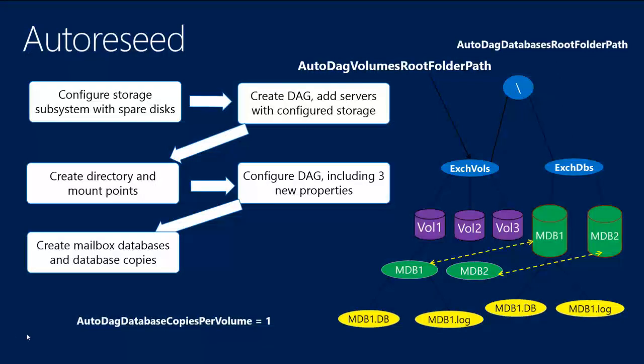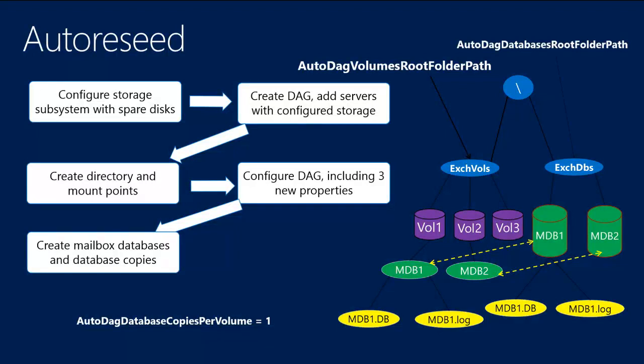The last property is this AutoDAG database copies per volume. And that is where you tell auto-reseed how many database copies are on that volume. So in my example, when I was using 4 databases per volume, I would have to set that property to a value of 4. And that's important because, remember, for auto-reseed to do its thing, all of the database copies on that drive have to be in a failed and suspended state. So it has to accurately know how many databases are on that drive.